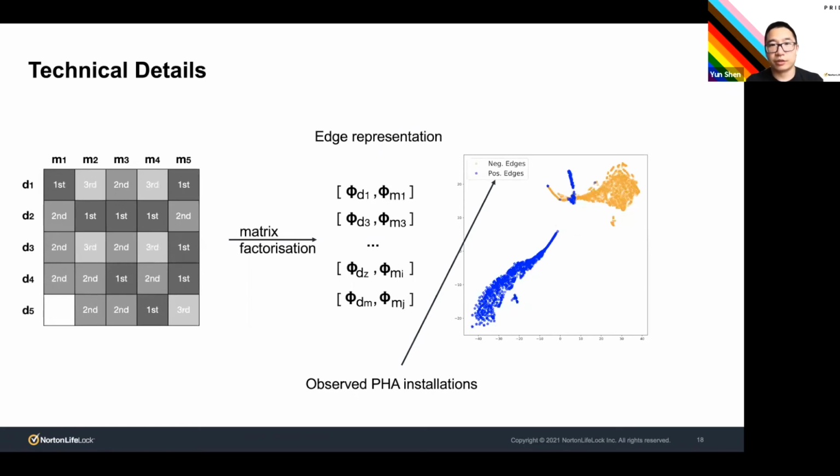So what we do here is to visualize it. We visualize the observed PHA installation as blue and the non-observed one as orange. So we use t-SNE to project these vectors into 2-dimensional space and visualize it. You can see that the method we proposed is able to distinguish between the observed PHA installation and non-observed PHA installation. And you will find more details in the paper.